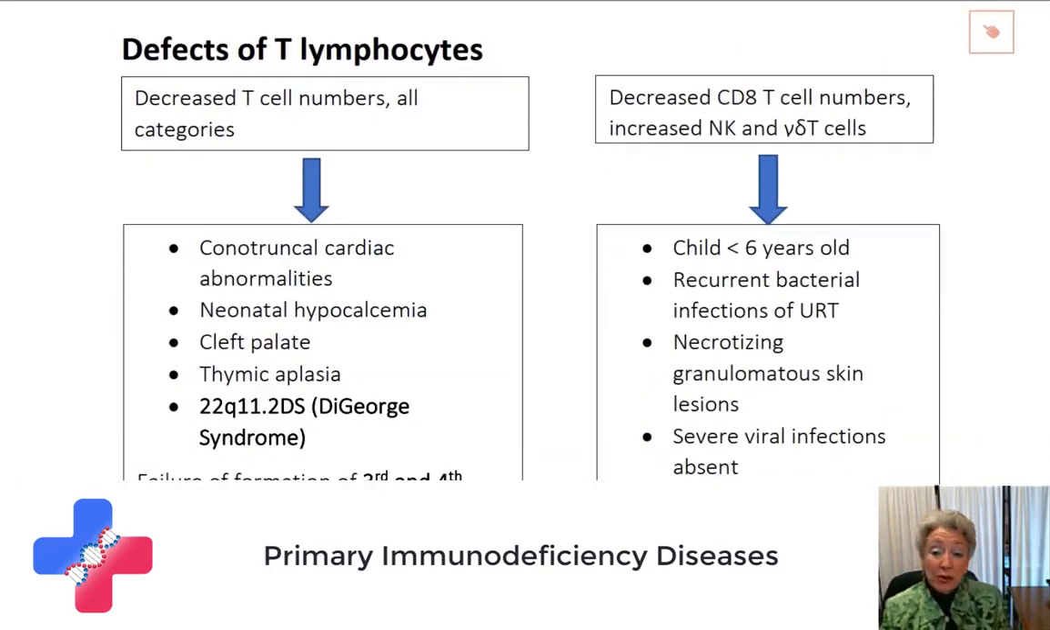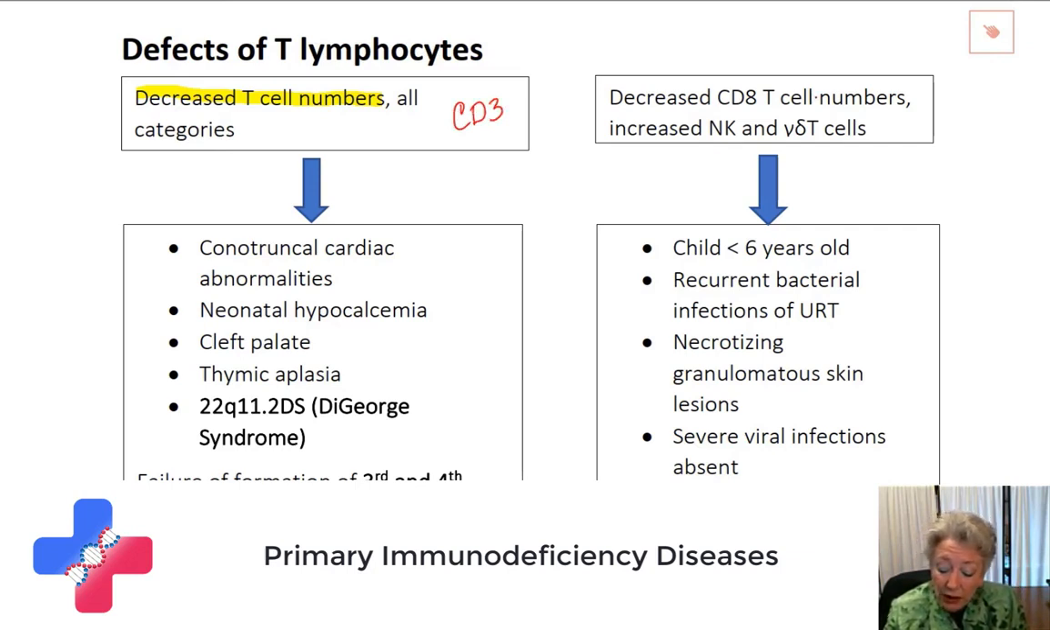As you can imagine, as we move into the defects of T cells, we're going to anticipate that our patients would have more wide-ranging problems. Because remember, my helper T cells are the generals of my immunologic army, and my killer T cells are the most important effectors against viral infections. So if I see a patient who has decreased T cell numbers of all categories, remember the marker I would use for that purpose would be CD3. That's found on all T cells.